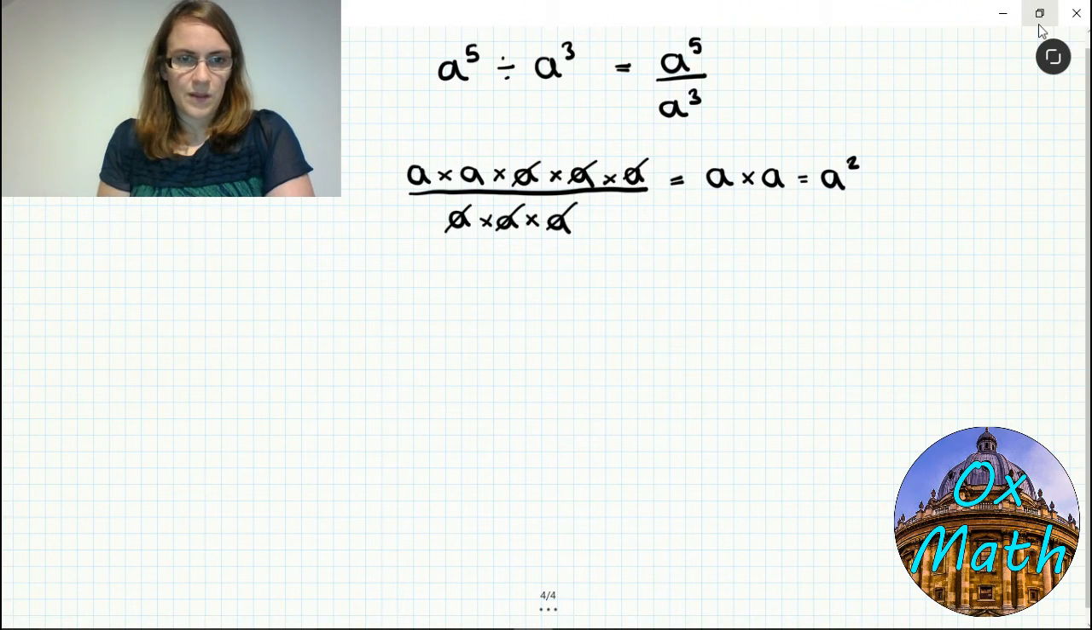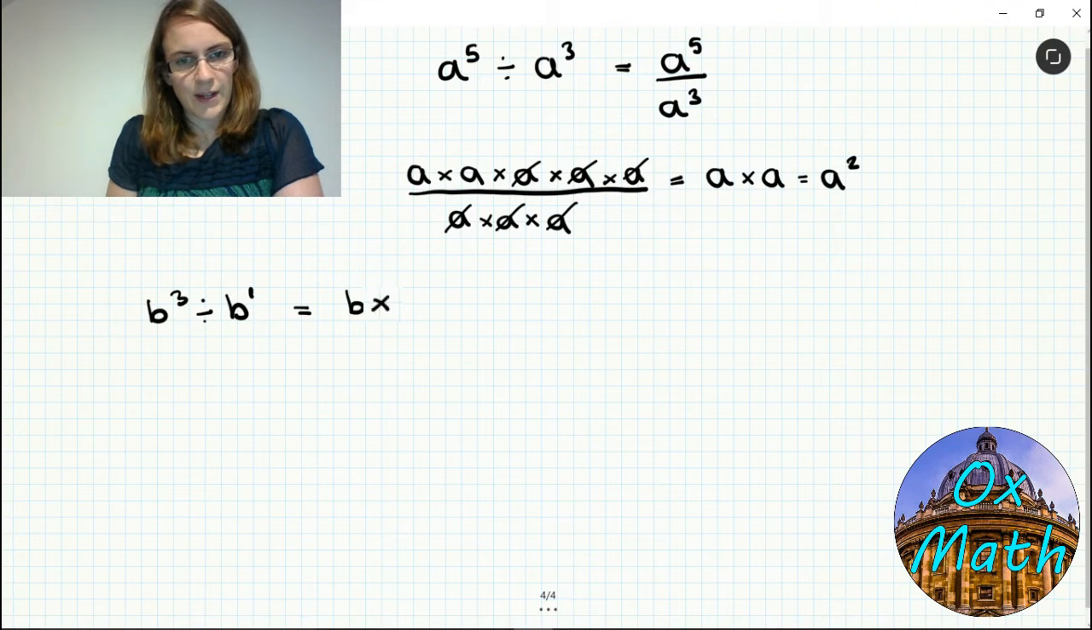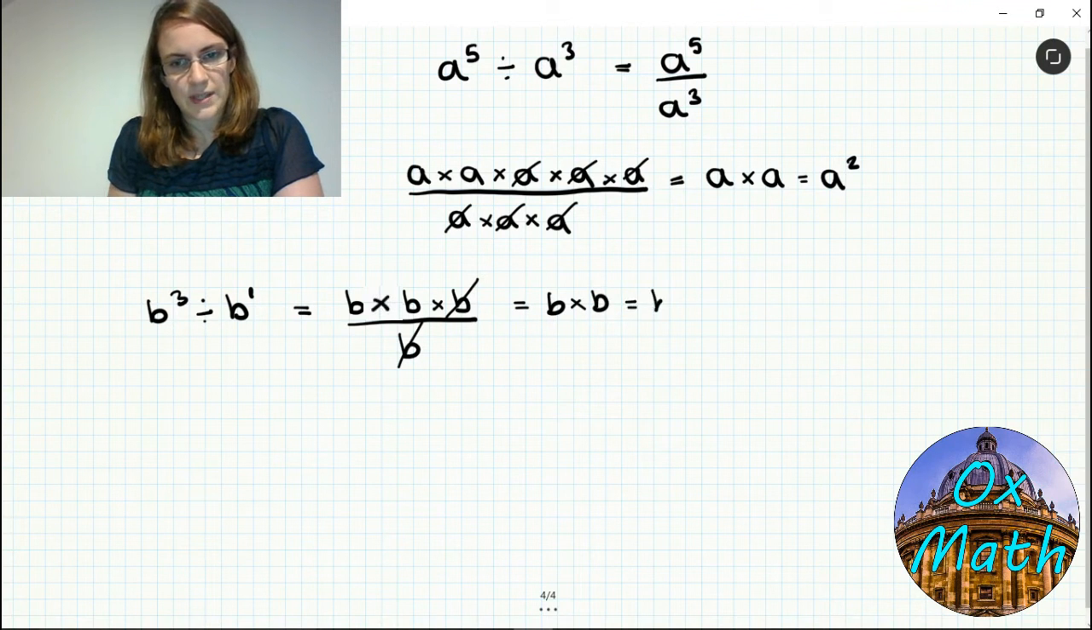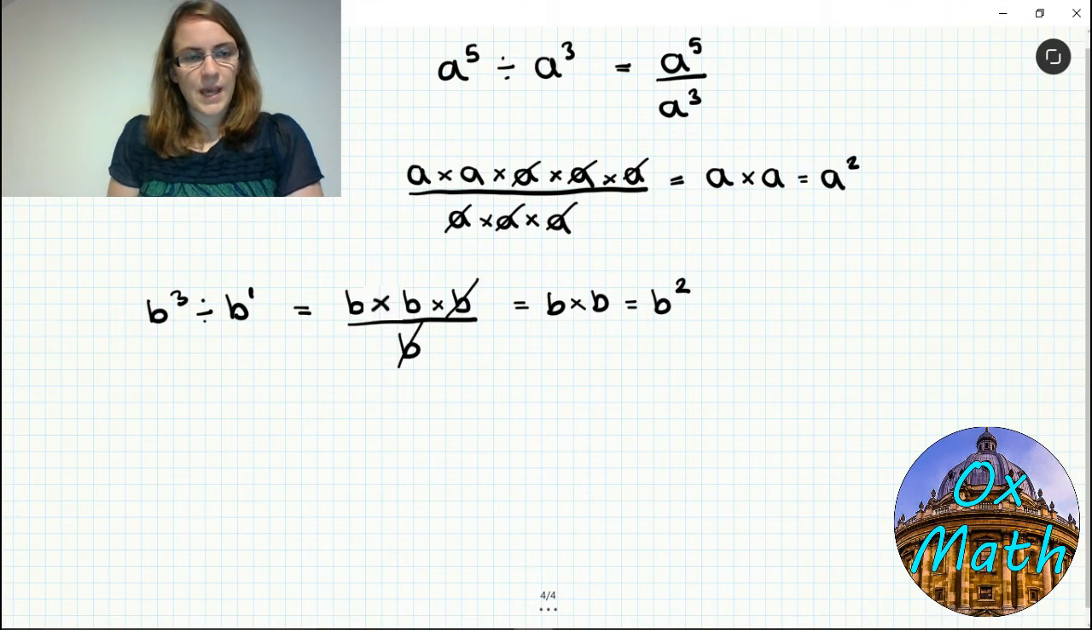So if we have a look at another example, b cubed divided by b, remember b on its own is b to the power 1. So on the top of our fraction, we've got 3 b's in a multiplication, and on the bottom we just have 1. So we can cancel out 1 on the top with 1 on the bottom, and we are left with b times b, which is b to the power 2, or b squared. So remember, a power tells us how many times to use the number in a multiplication, and division is the opposite of a multiplication, so cancels it out.